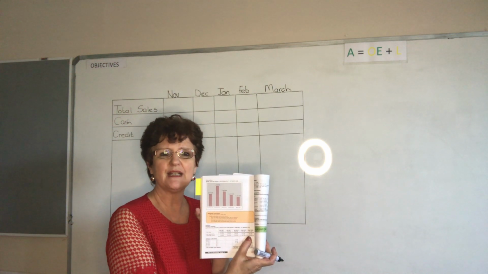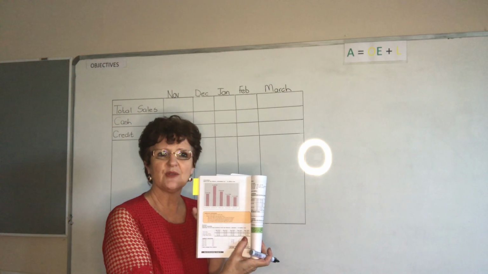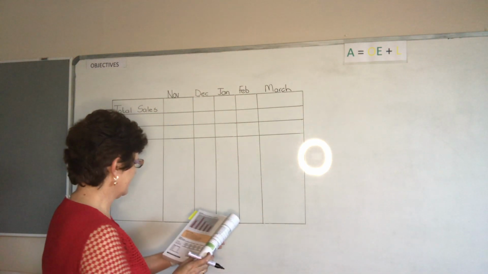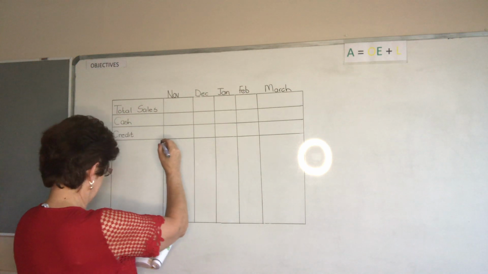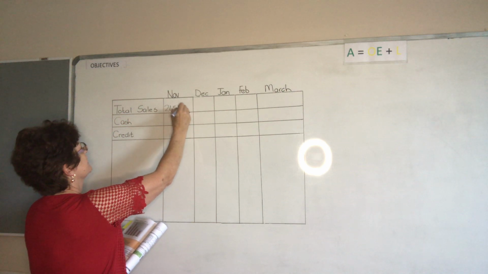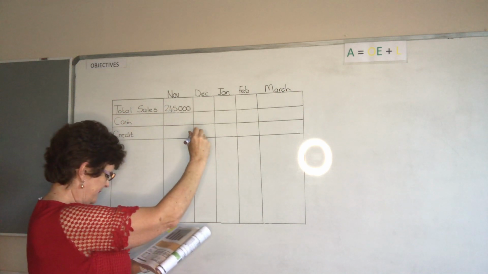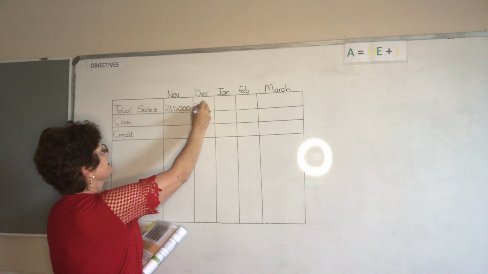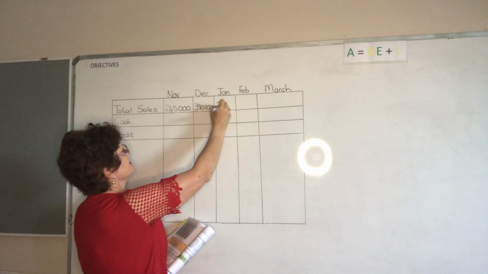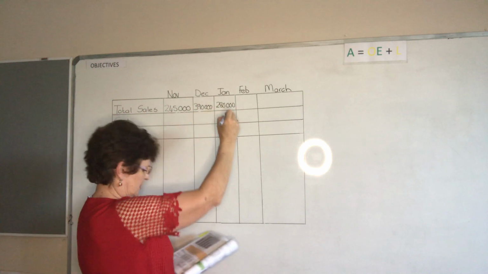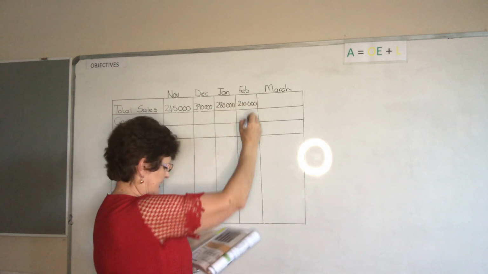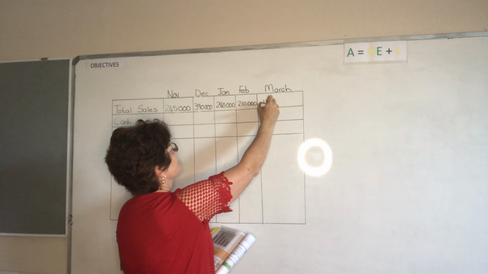The very first thing we need to know is what is the total sales per month. So this is what I'm going to write in. The total sales for November is 245,000. For December, 390,000. For January, 280,000. For February, 210,000. And for March, 175,000.